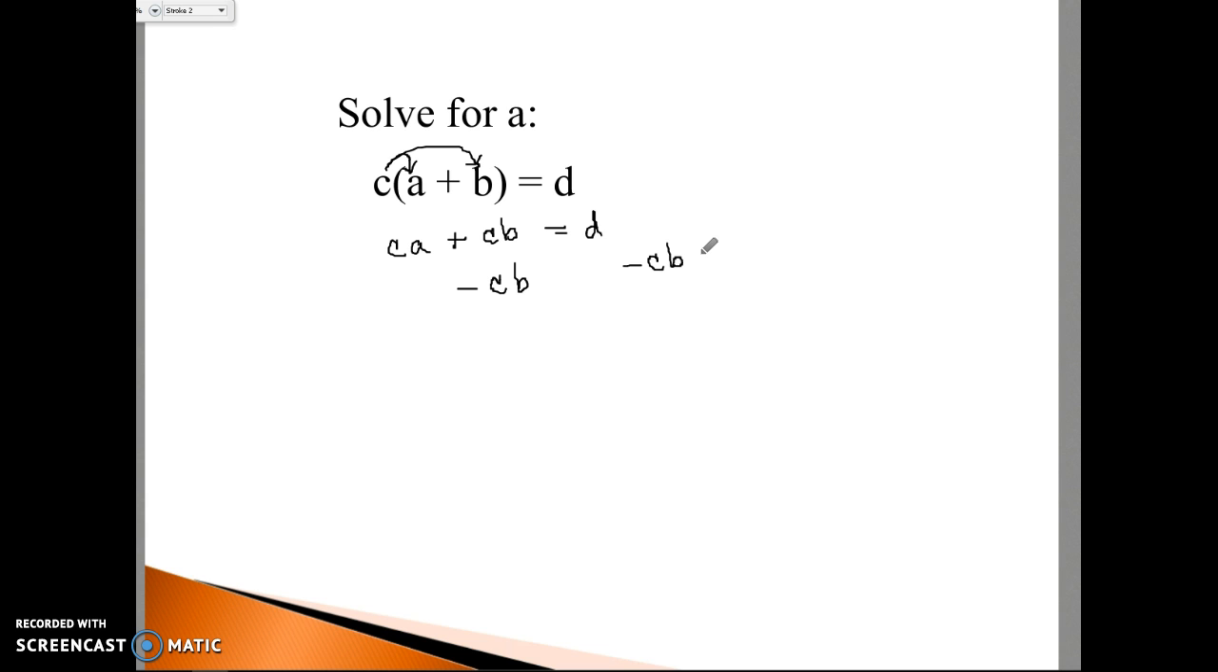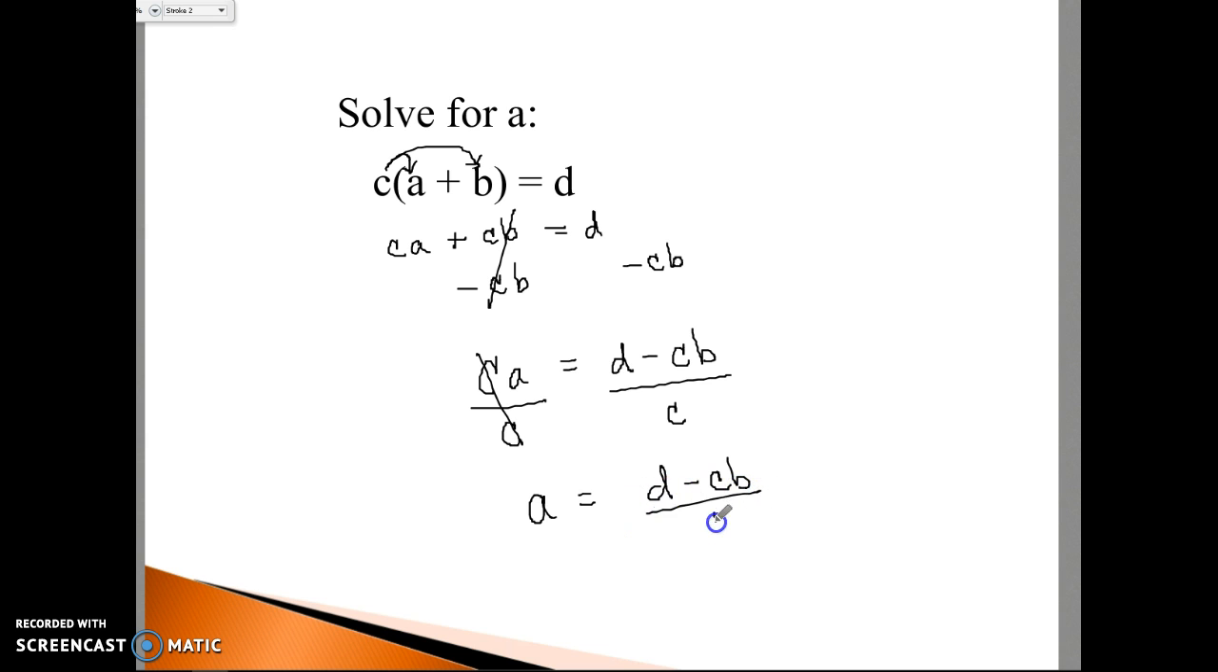And again, we're just moving variables. We're not actually coming up with a number equal to c. So subtracting cb, this equals 0. It's like it cancels off. And we have ca is equal to d minus cb. And one last step, we want a by itself. So we are going to divide this side by c and divide this side by c. c divided by c is equal to 1. So we have a equal to d minus cb all over c.